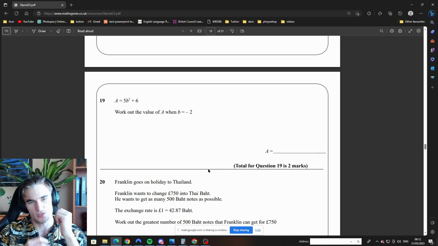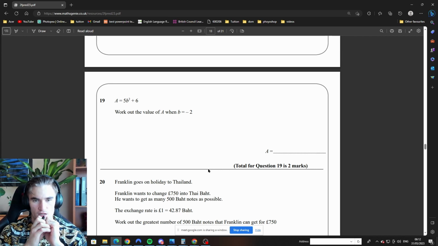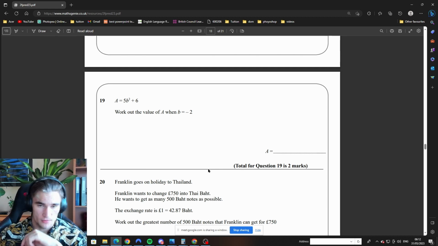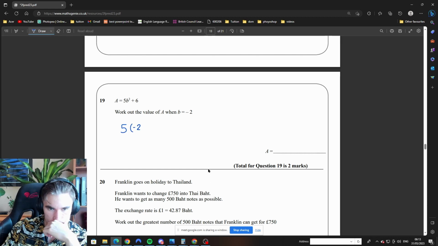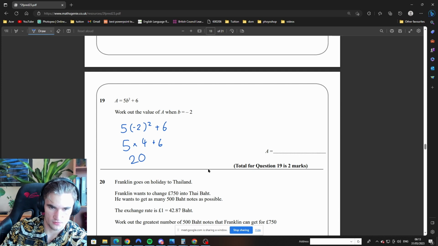a equals 5b squared plus 6. Work out the value of a when b equals minus 2. Square minus 2, yes. And what do we get when we do that? So that becomes a 4. So I have 5. What should I write? Yes. Plus 6. So what do we get? 20 plus 6, 26. Yeah.